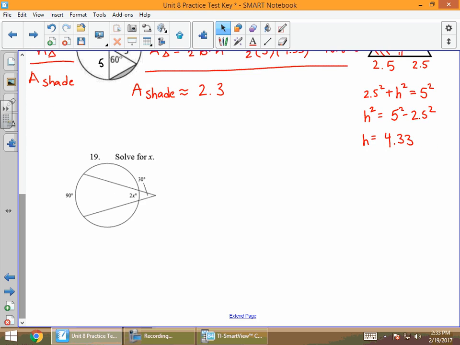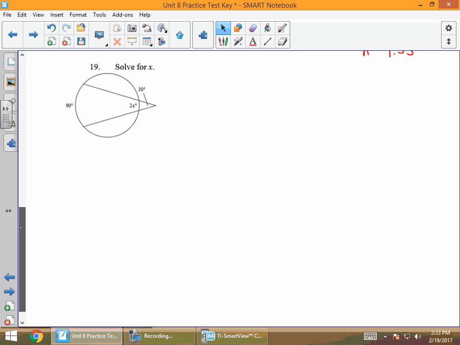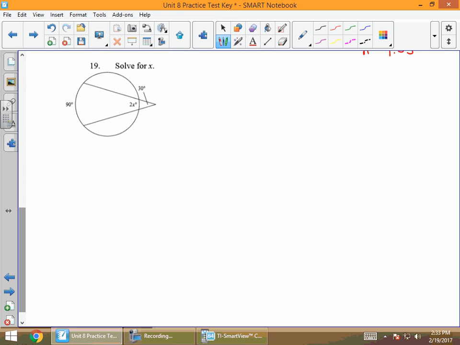All right, question number 19, we'll finish up page 3, and it wants us to find x. So because the angle is on the outside, the measure of the angle, so 30 degrees, is half of the difference between the two arcs. The primary arc is 90 minus the secondary arc, which is 2x. And I have to solve this for x.